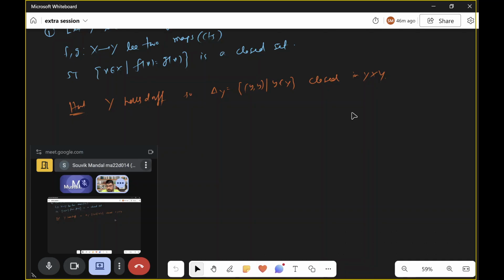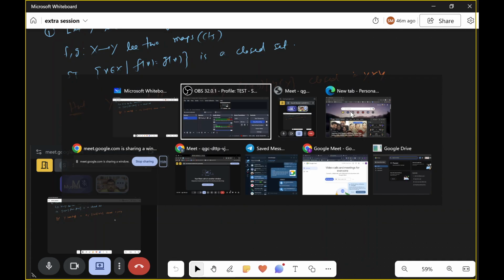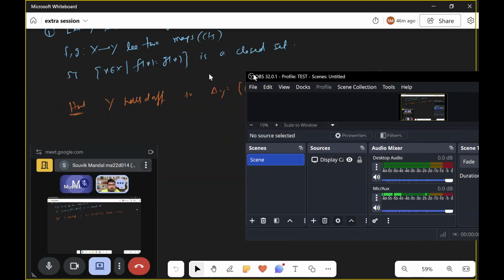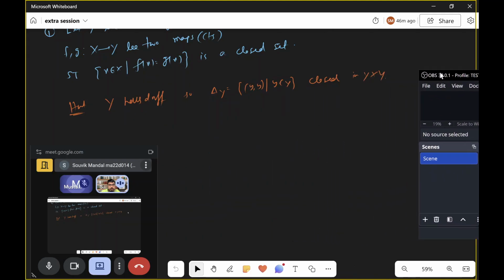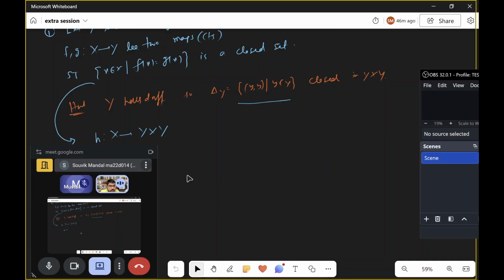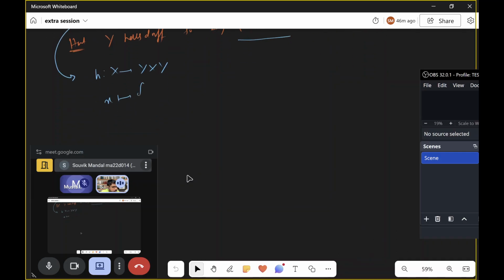Let me explain. The point is that we need to come up with this given set. So define a function h from X to Y cross Y, sending x to (f(x), g(x)).